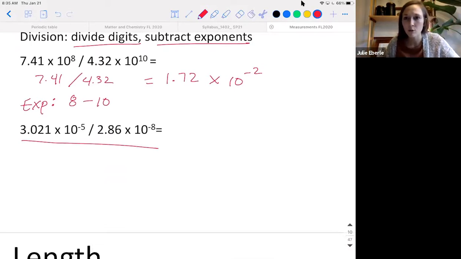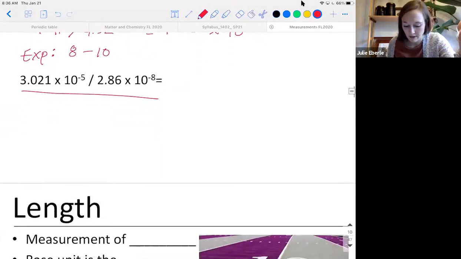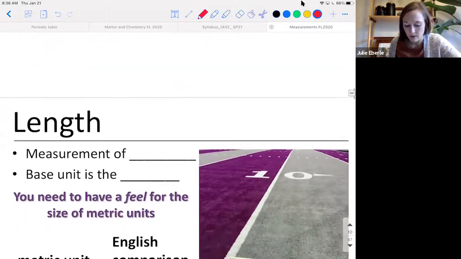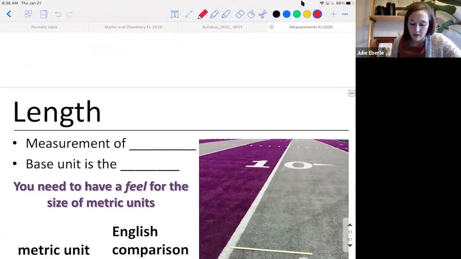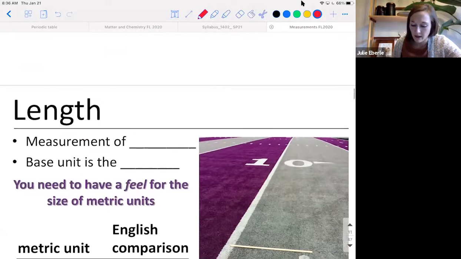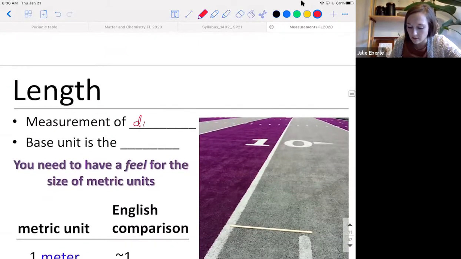Okay, so we're going to look a little more in depth at three major units that we're going to use a lot. I call these the 3 base units. That's length, mass, and volume. So we're going to look at the first one. The first major base unit is length. It's a property that we can measure. It is a measurement of distance. That's what length is. Now the base unit for length that we're going to use in the metric system is the meter.